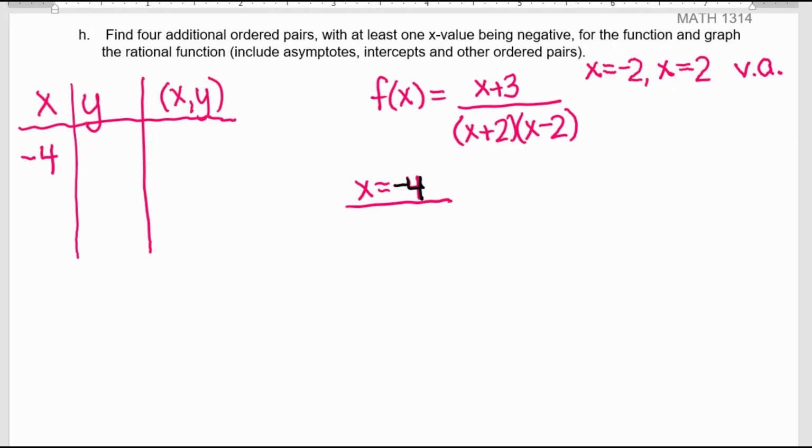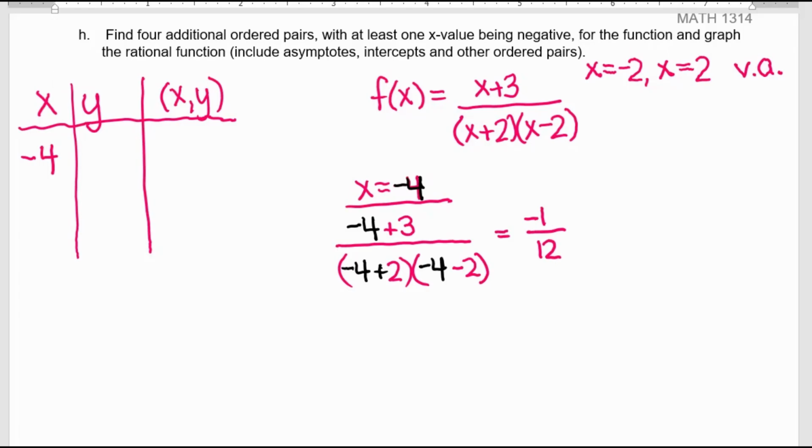If we plug in -4, we're going to have (-4 plus 3) all over (-4 plus 2) times (-4 minus 2). You will need to show this work to show how you are getting all of your values, but from there you can plug this into the calculator if you would like. And if you do so, you should wind up with -1/12.